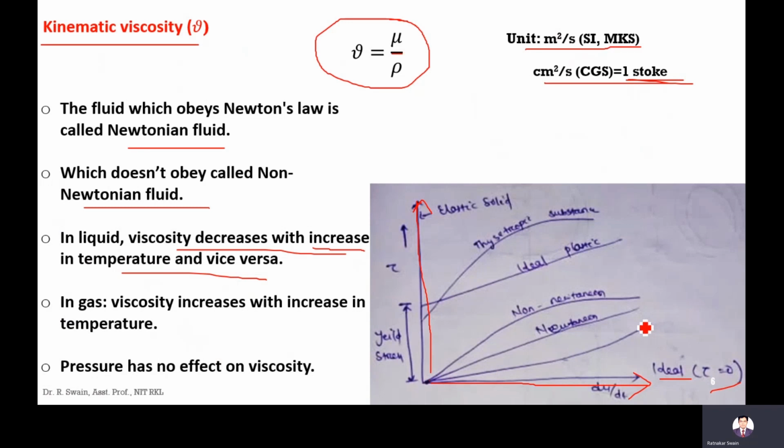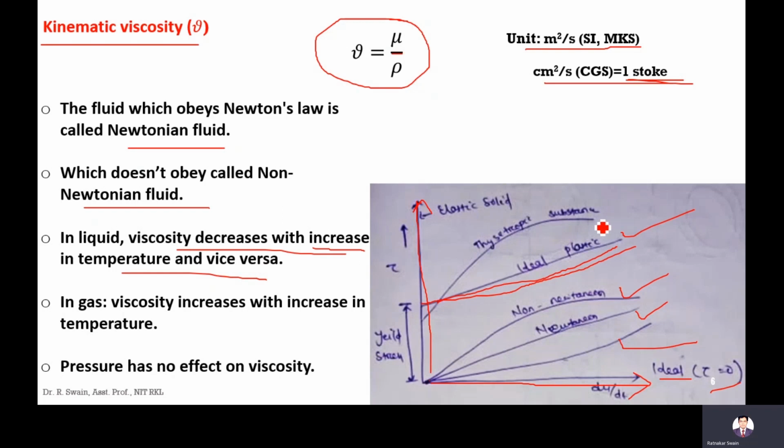Newtonian fluid is this one, where tau is directly proportional to mu times du by dy. Non-Newtonian fluid is this one and also this one. It means the shear stress increases with the velocity gradient, but not directly proportionally. Ideal plastic means this: it obeys Newton's law of viscosity, but only after applying some shear stress, after some extent.